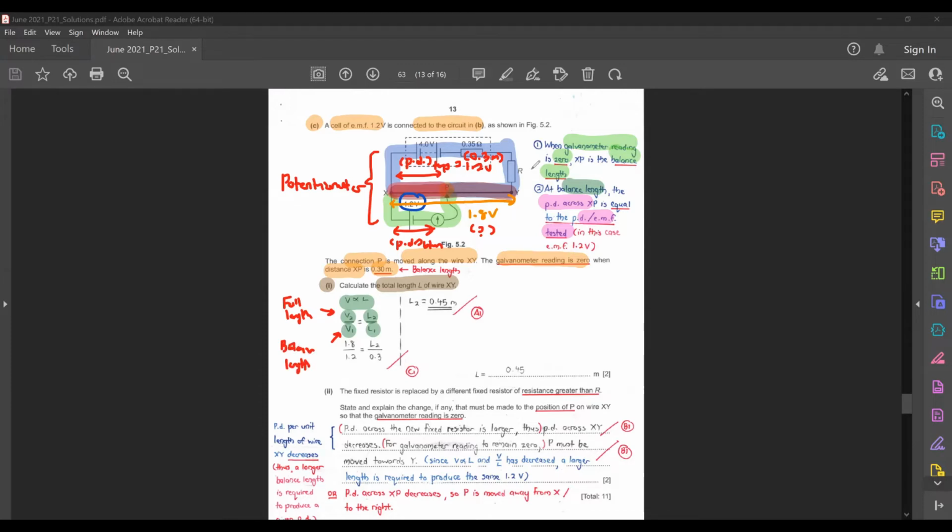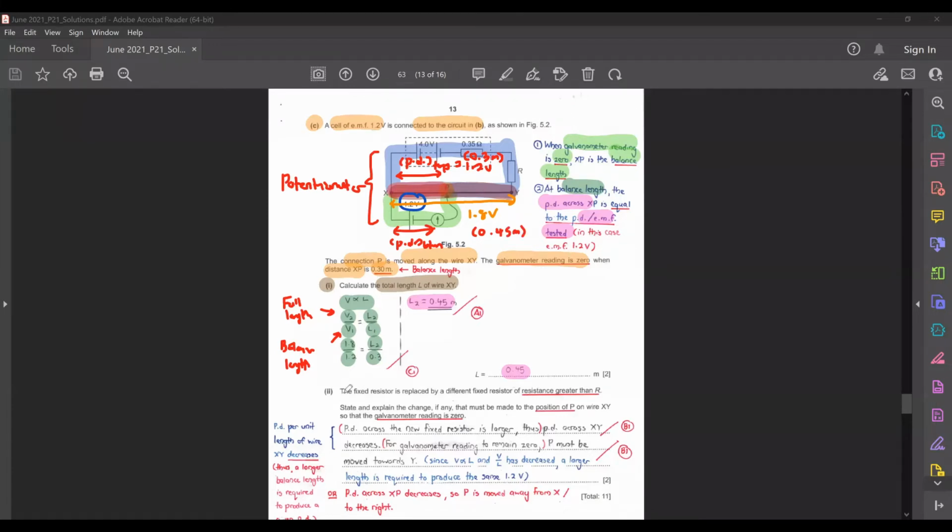We will get our ratios as 1.8 volts to 1.2 volts equals L2, which is our full length, divided by the balanced length of 0.3. So eventually our final answer would be 0.45 meter. This is the full length of our uniform resistance wire. So in our case, this is now 0.45 meter. Just let me rewrite this properly. Okay, so it's 0.45 meter here. All right.